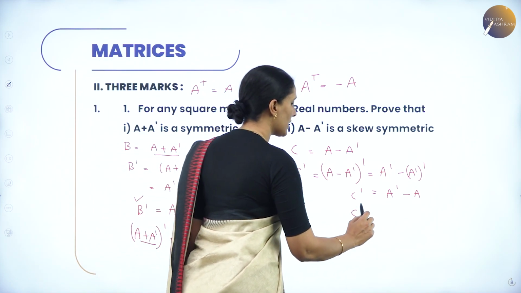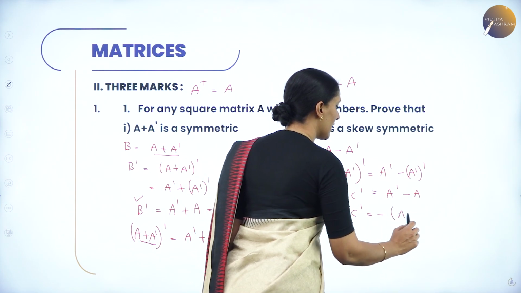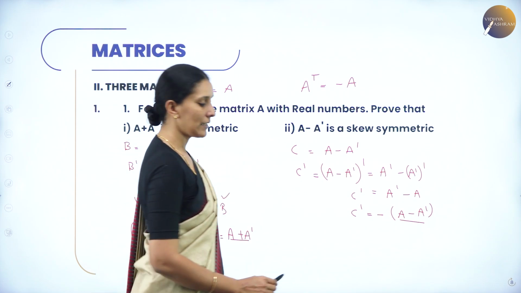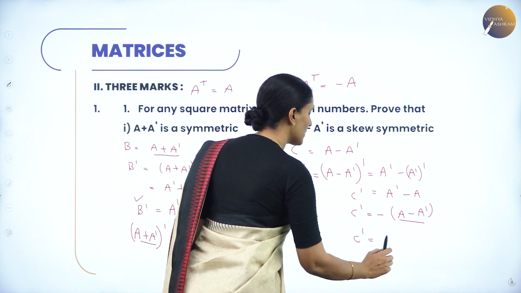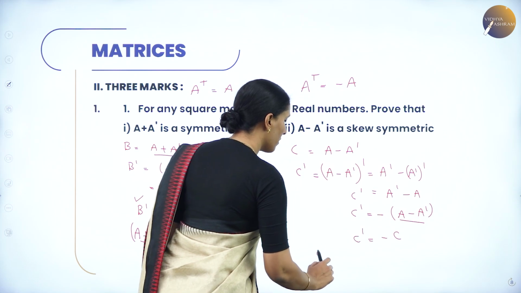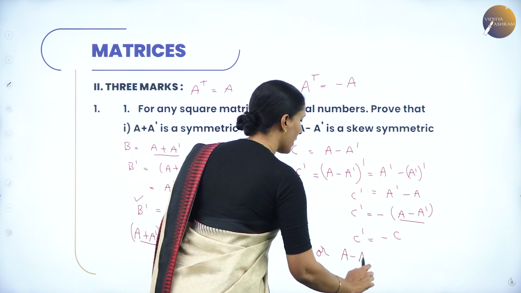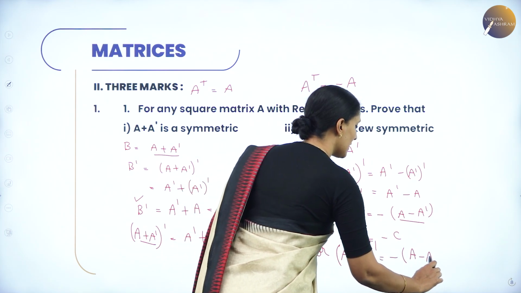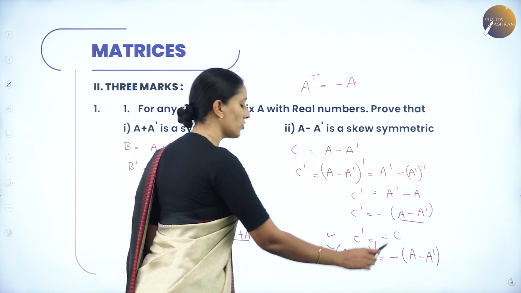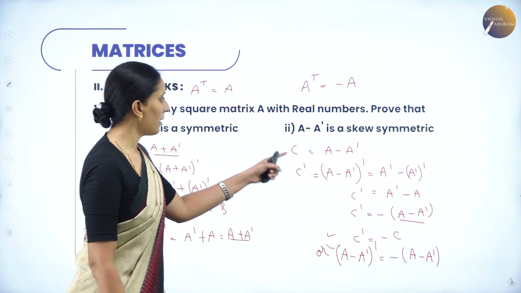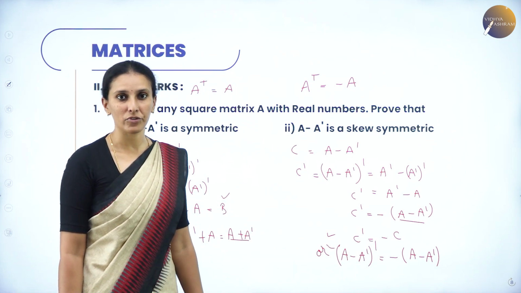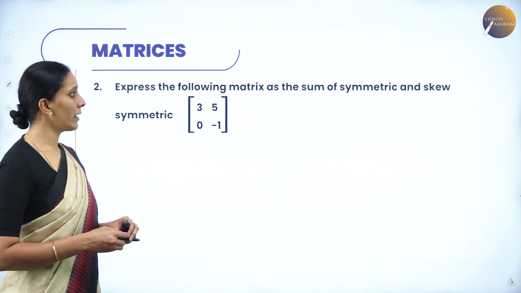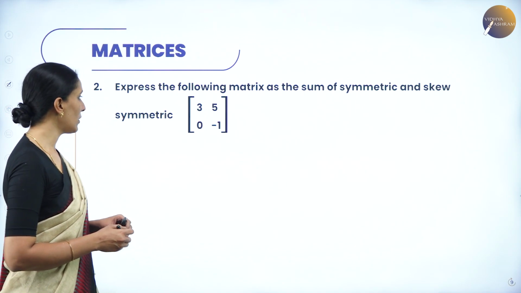So we got C dash equal to A dash minus A. I'll take the negative sign outside, so I'll get A minus A dash. What is A minus A dash? It is actually C. So we are getting C dash equal to minus C, or we can say (A minus A dash) whole dash is minus of (A minus A dash). So by the definition of a skew symmetric matrix, A minus A dash is a skew symmetric matrix. Hence proved.